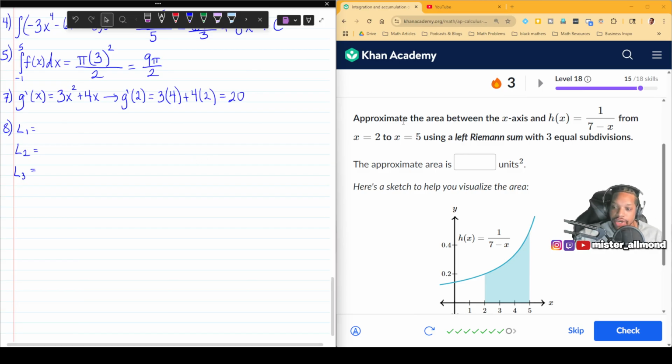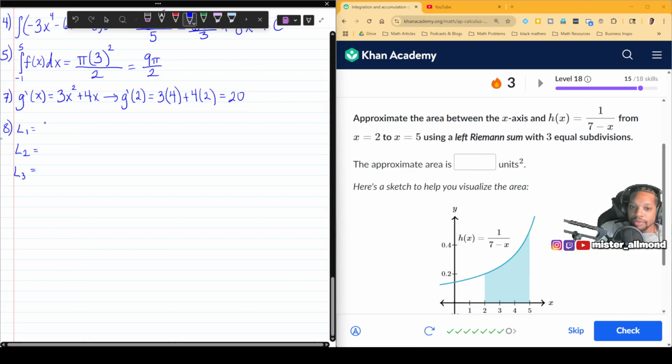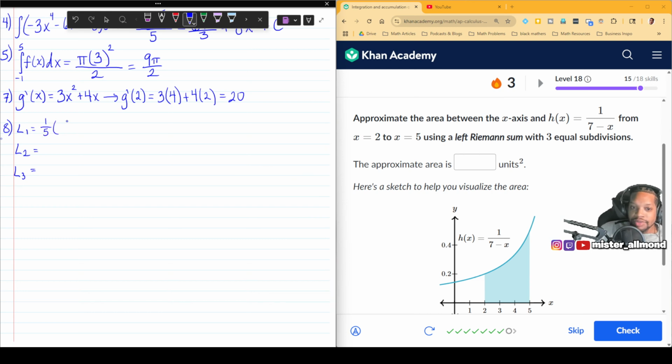for our first rectangle, left Riemann sum means we're going to use the leftmost x value. So if we want to look at it graphically, the height of our first rectangle is literally h of 2. And we can either look at it, but I'm just gonna use the function that they give us. H of 2 is just 1 over 7 minus 2, which is 1 over 5. Think of that 1/5 as the height of my rectangle. And then if I'm going from 2 to 5 with 3 different subdivisions, then each width is 1.